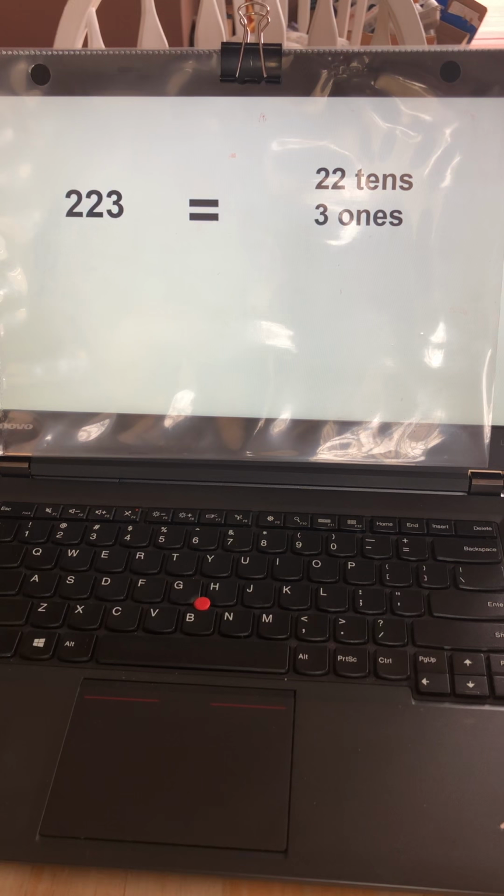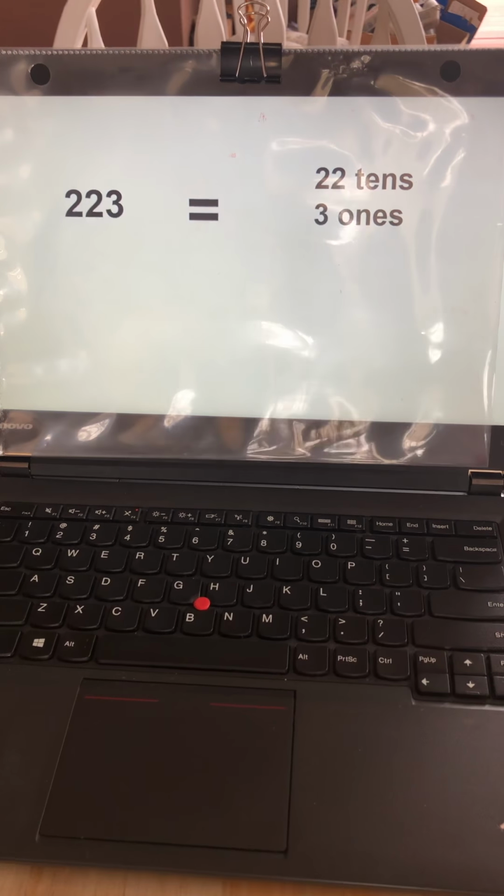Three, 2, 1. Shout out your answer. Do you think this is equal or not equal? Okay, I heard a lot of different things. Let's draw a picture to check ourselves.